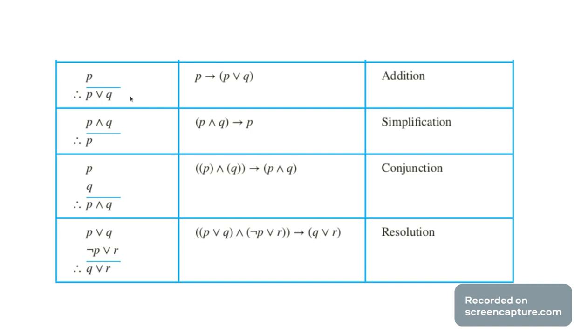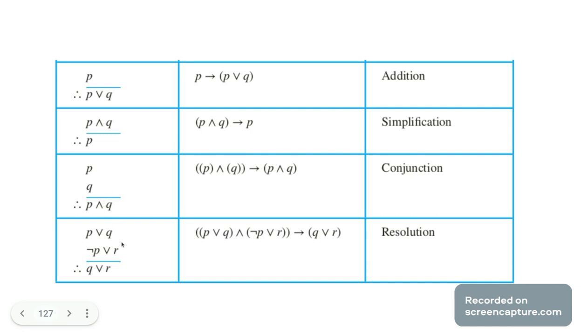That is simple addition. Then simplification: P and Q is true. If P and Q has to be true, then P value should be 1 and Q value should be 1. Right? So that implies P is true because P is 1. So this is simplification. Now, if P is true and Q is true, then P and Q is true. This is simple conjunction, and that just comes from the implication itself.